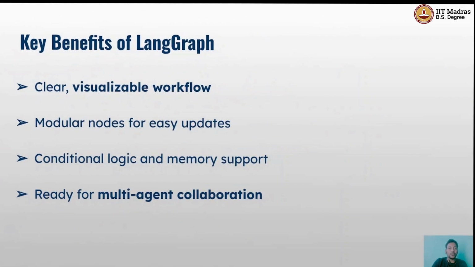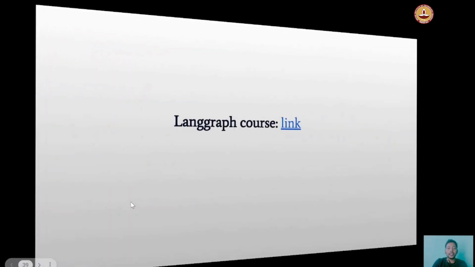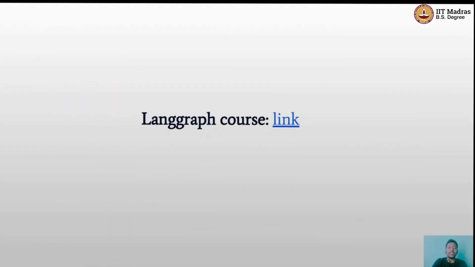If we talk about the key benefits of this process, you are able to visualize the workflow, and the nodes are modular. So if you want to make any changes in any particular node, you can do that. And it is a very good option for multi-agent collaboration. All right, that's all for this session. In the next session, we will implement it in Google Colab.